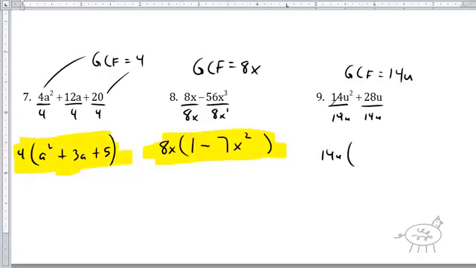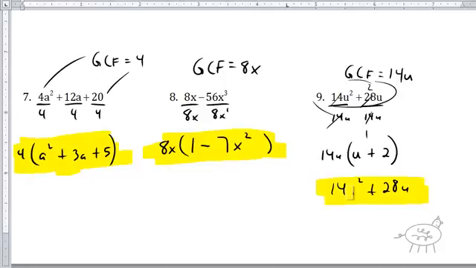If I divide that out, that number cancels, and u squared over u is just u, and that's a 2 and a 1, and the u's cancel here, so it's u plus 2. And then 14u on the outside. And again, if you double check it, 14u times u is 14u squared, and 14u times 2 is plus 28u, which is exactly what I started out with. Okay, so that's your answer.